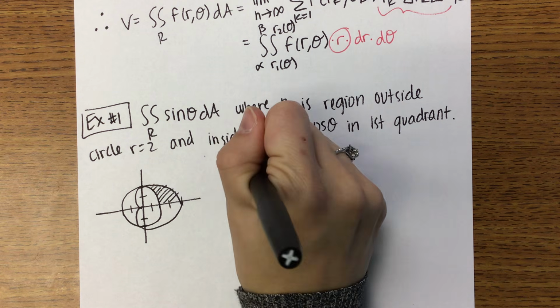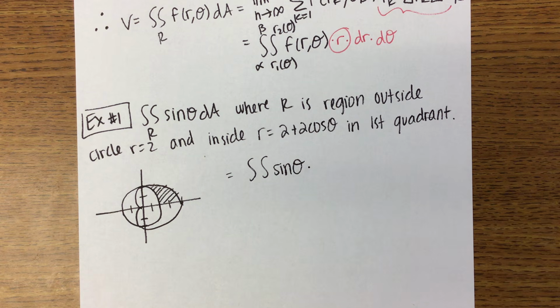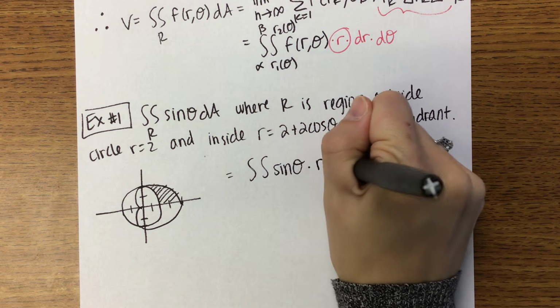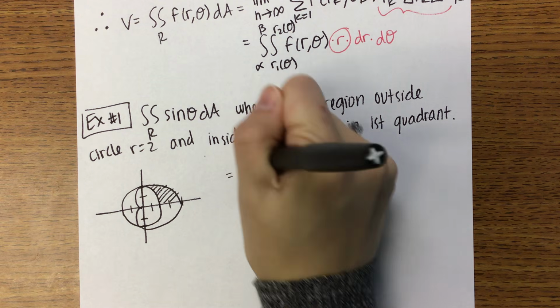Okay. So then this double integral is going to be sine of theta. We're converting to polar, so you have to remember that extra r, and then dr d theta. The bounds on theta here should be pretty easy. What are our bounds on theta? 0 to pi over 2, yeah.